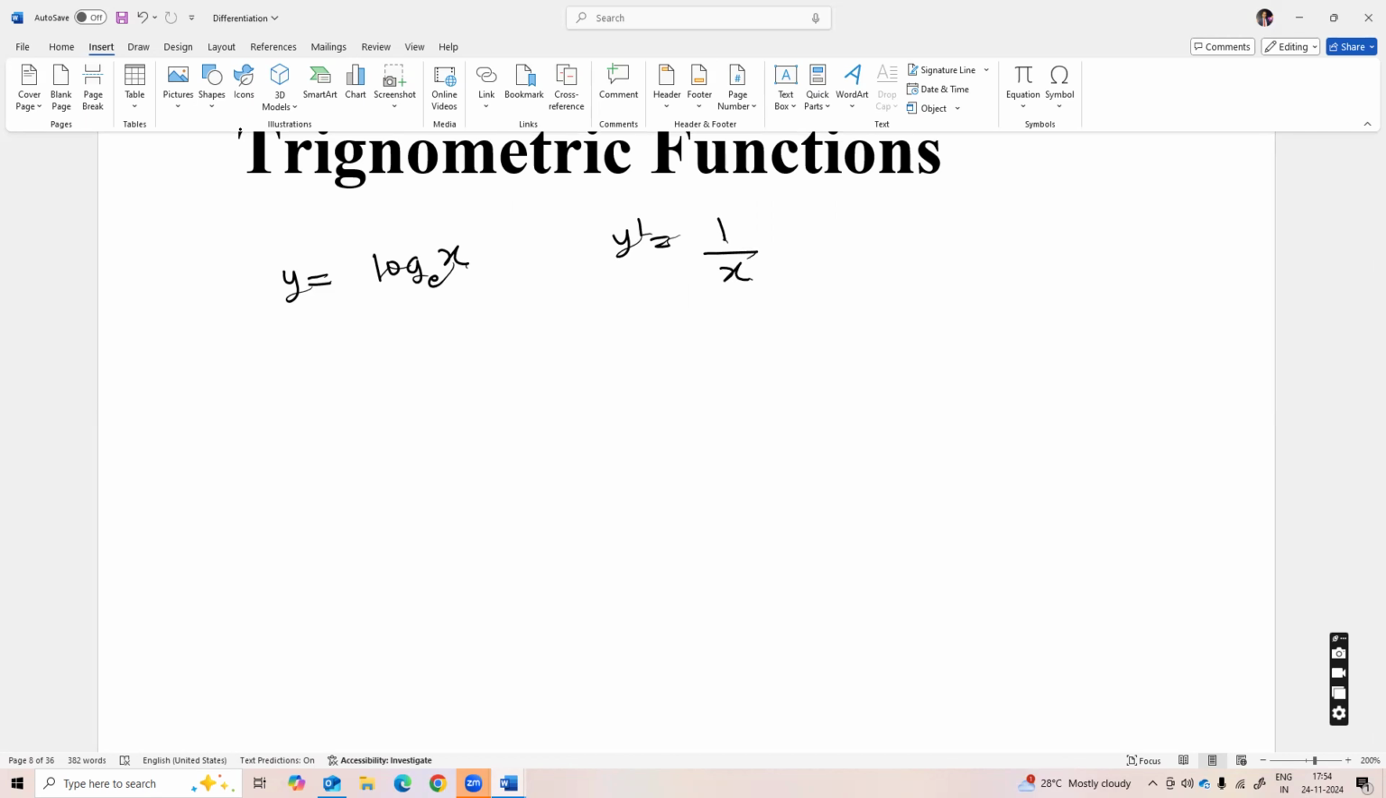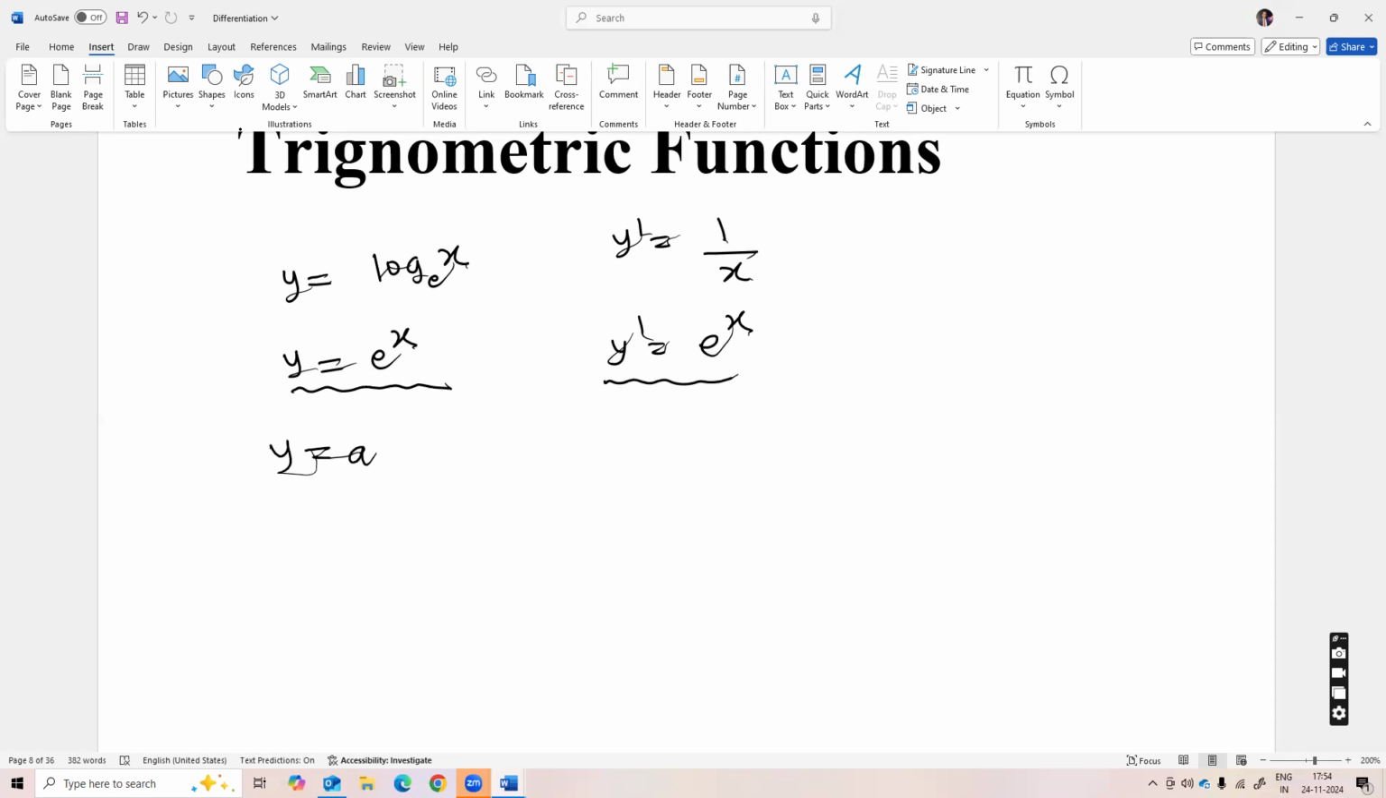And I will recommend that you remember all these derivatives, because it will be useful for you in solving questions. Similarly, if you have y is equal to e to the power x, then its derivative is given as e to the power x only. So when you take the derivative of e to the power x, it is equal to the actual function only. The derivative of e to the power x is itself e to the power x. So it won't change.